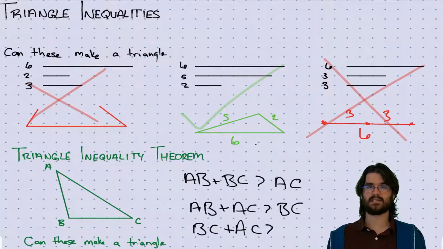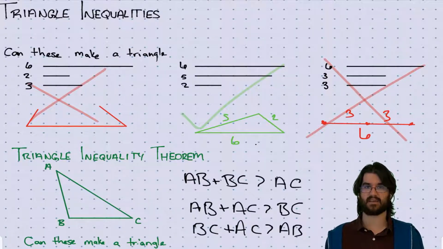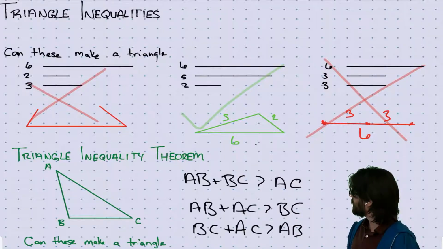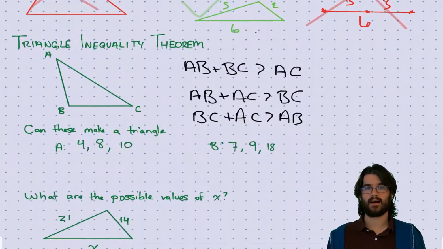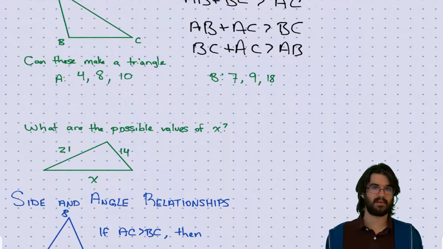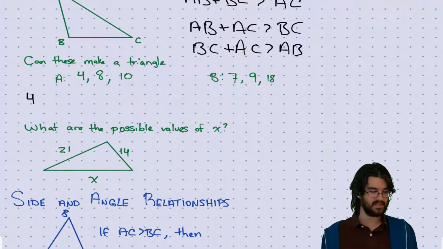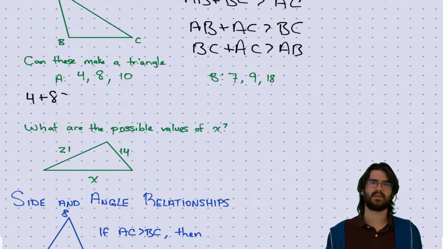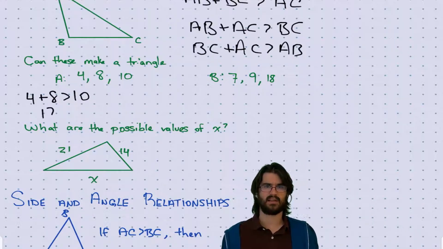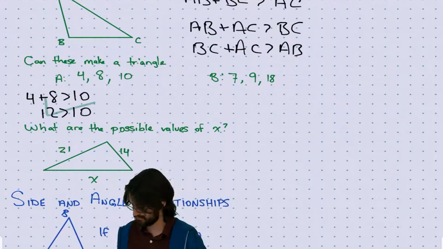Now we can use this to tell if any three sides can actually make a triangle by adding up the two smallest and checking if it's bigger than the third. So if we look at our first example, 4, 8, and 10, I know 8 and 10 are going to be bigger than 4, and I know 10 and 4 are going to be bigger than 8. What's important though is that 4 plus 8 is bigger than 10. So 4 plus 8 is 12, and 12 is greater than 10. That means I can make a triangle out of 4, 8, and 10.